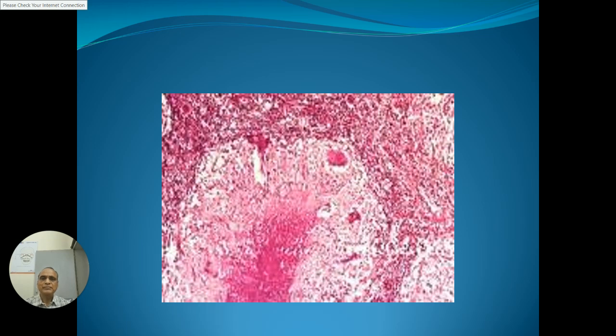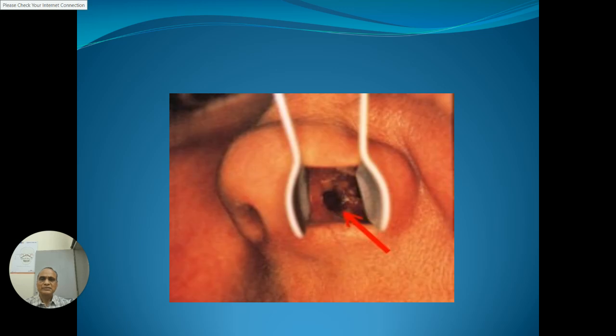This is the typical histopathology picture. You could see giant cells, epithelioid cells, and central caseation necrosis. The giant cells are Langerhans giant cells, with nuclei placed peripherally, and you can see this very characteristic feature, known as Langerhans giant cells. This is the finding. Anterior rhinoscopy reveals crusting of the nasal cavity, which has already been pointed out with red hair.